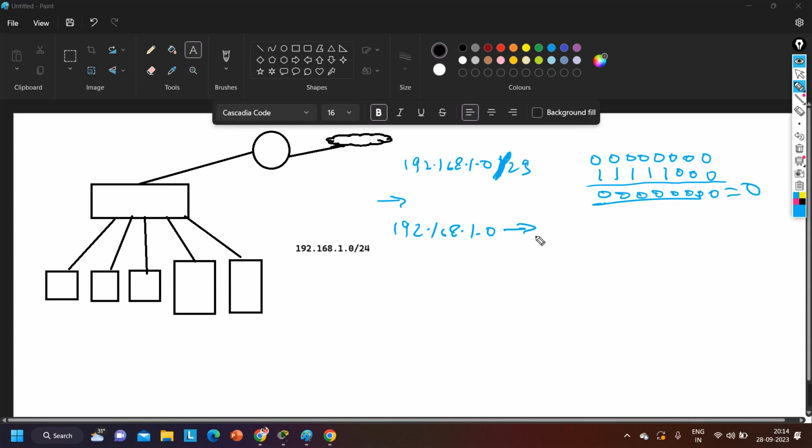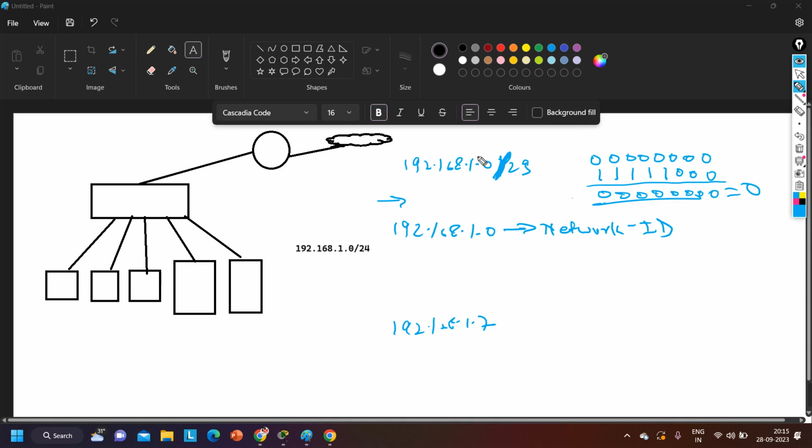What will be the broadcast ID? This is the network ID. The first IP address is the network ID. The broadcast ID will be 192.168.1.7. You can simply calculate it from the next network. How do we find the next network?